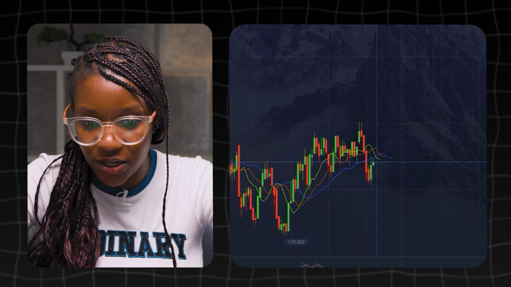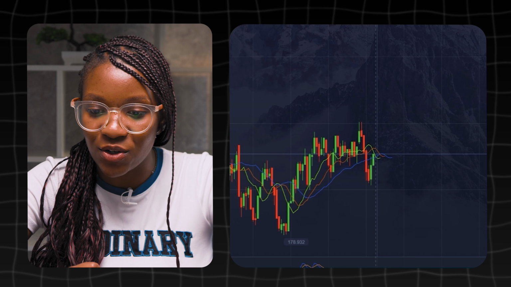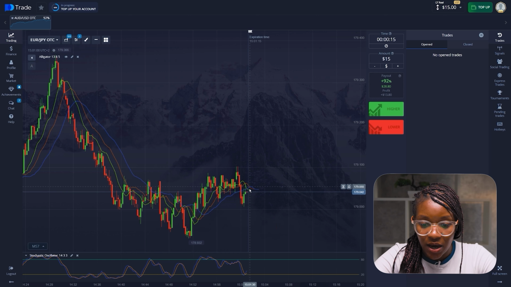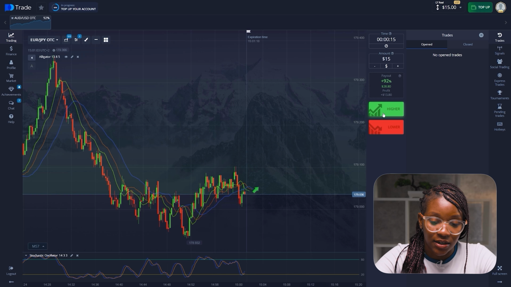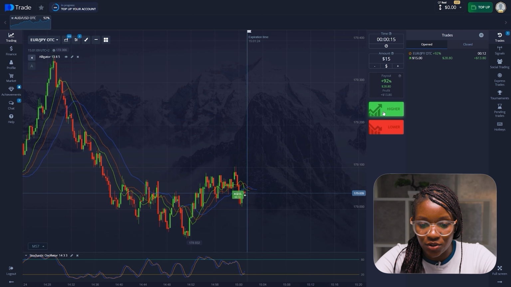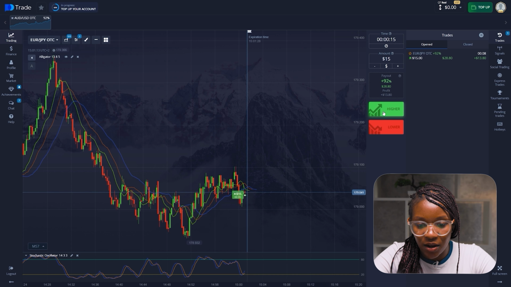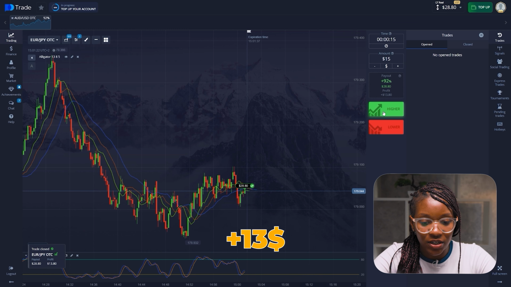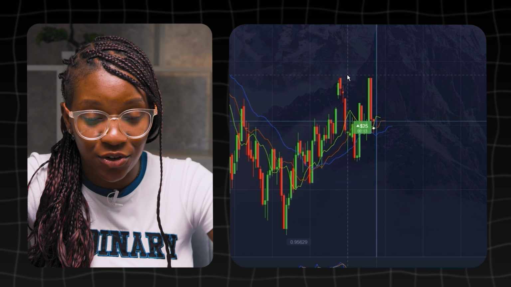What we see here is that we have the stochastic oscillator at the level of 20. According to the alligator indicator, the jaw lines already want to open up, and we go long for 15 seconds. Let's take our profit.